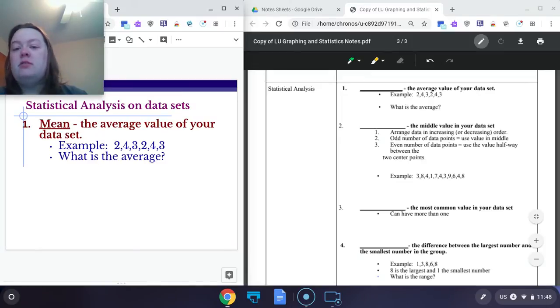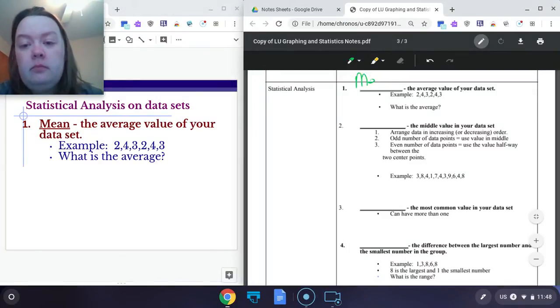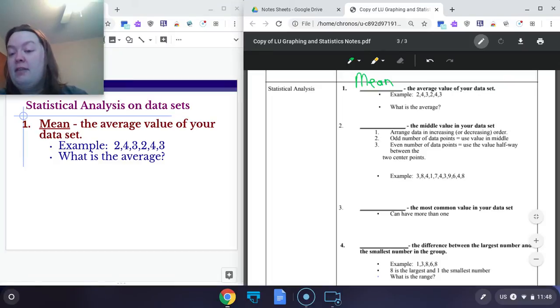All right, some statistical analysis. So looking at the actual numbers that you're going to place on your graph, some things that you might do with those numbers is find the mean. The mean is a fancy way of saying average. So what is the average of the numbers?